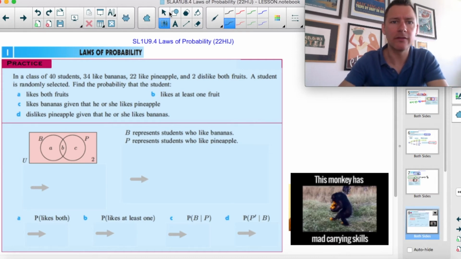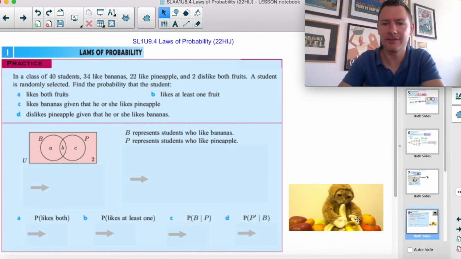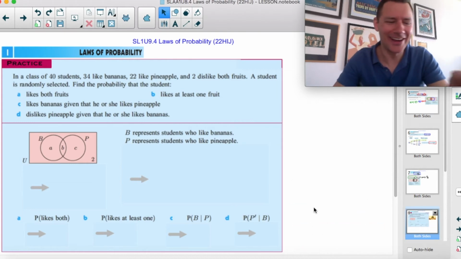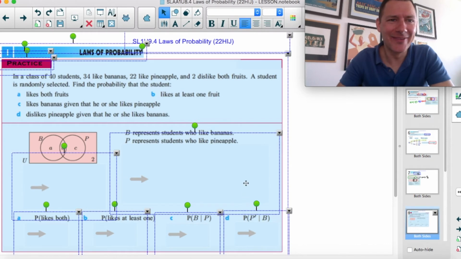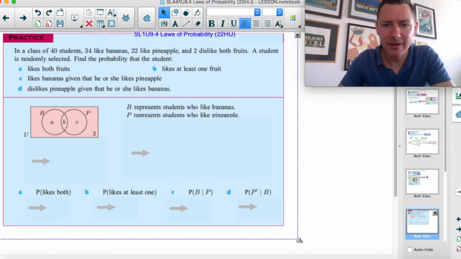34 who like bananas. This monkey has mad carrying skills. I don't know. Don't ask. Let me make this a little bit bigger so you can see it.